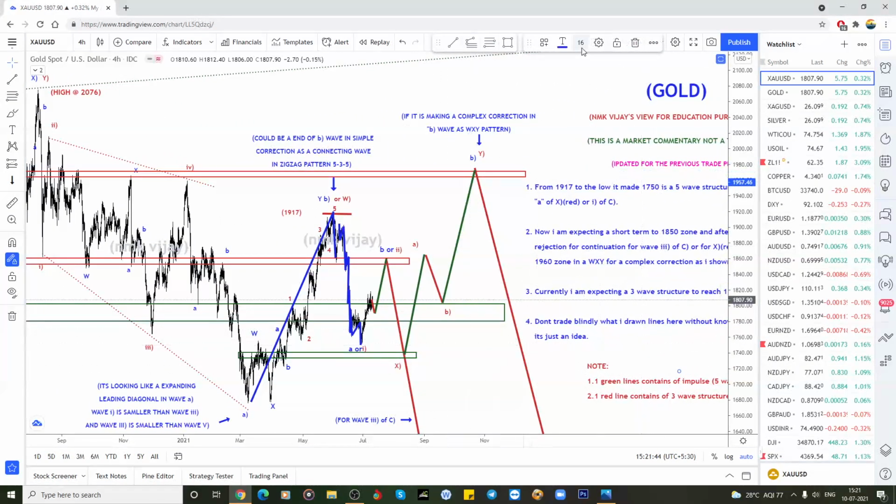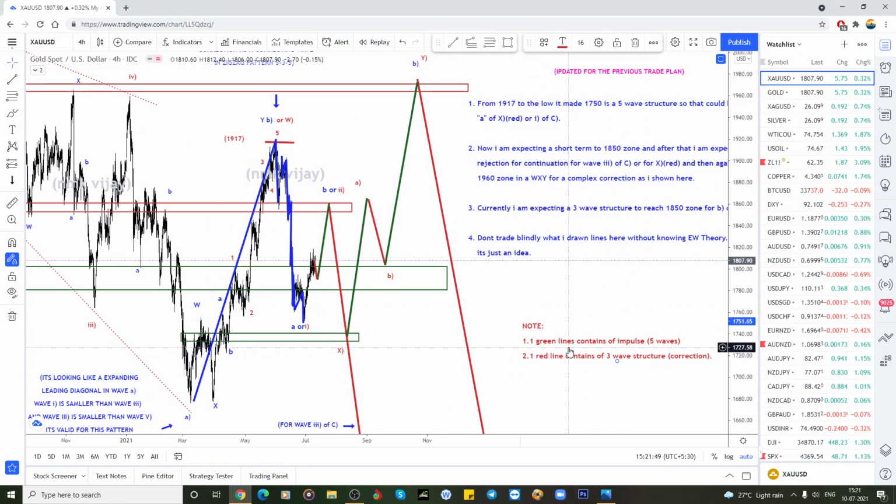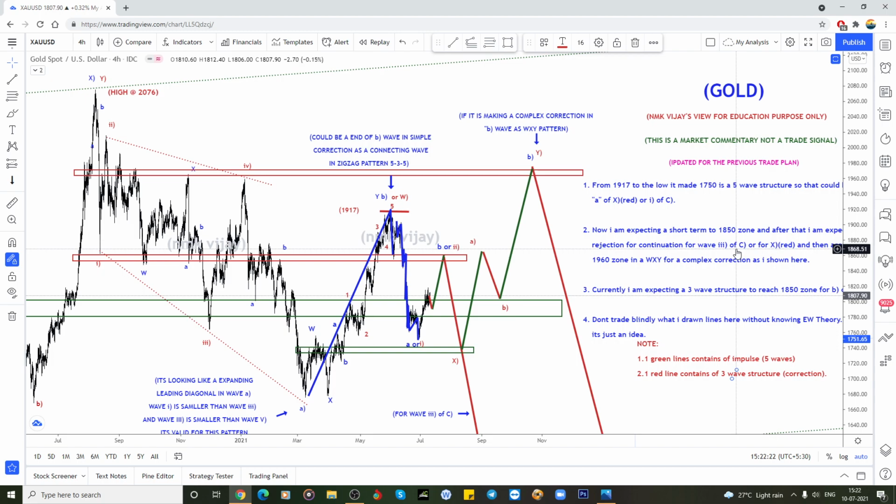A lot of people are asking again and again, and I have already explained that at the start itself. See, one green line contains an impulsive wave 5, and one red line contains 3-wave structures. And a lot of people think this red line will be a 3-wave structure, but it's not like that, because if this is the B, then C is a 5-wave structure. So we need to understand what I'm trying to explain here, not for trading. Definitely it is not for trading. I'm just doing it for learning purposes, for people who struggle with Elliott wave theory.